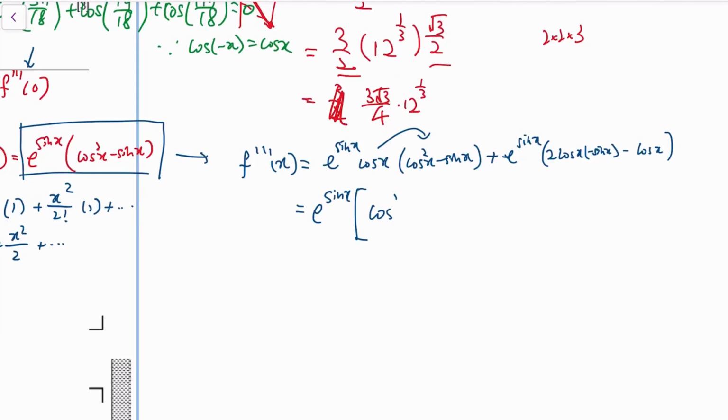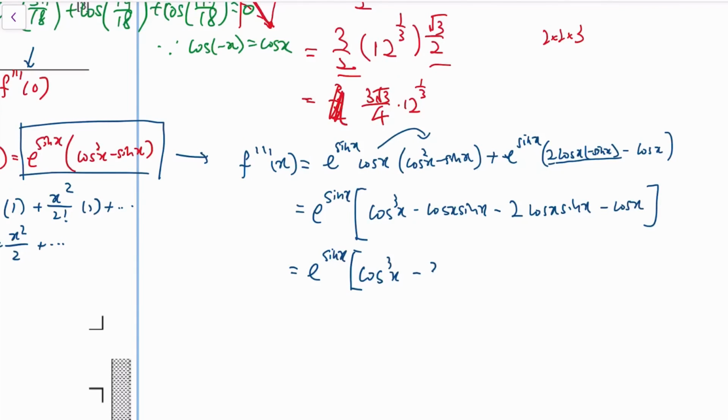So it's cosine cubed minus cosine x sine x plus this. Oh, but that's a negative. There is a negative. Minus 2 cosine x sine x minus cosine x. So we got cosine cubed x minus 3 cosine x sine x minus cosine x.